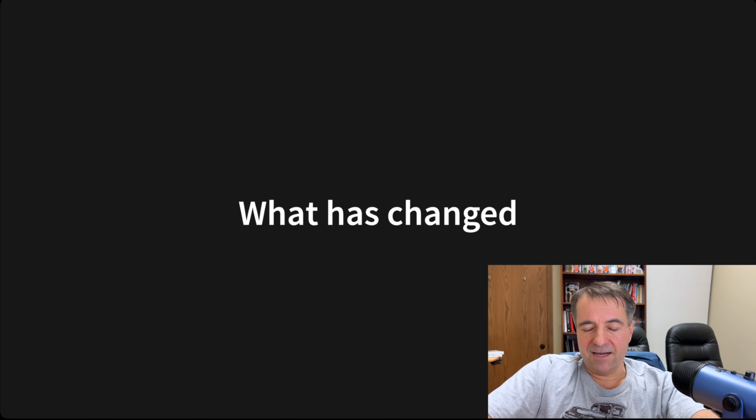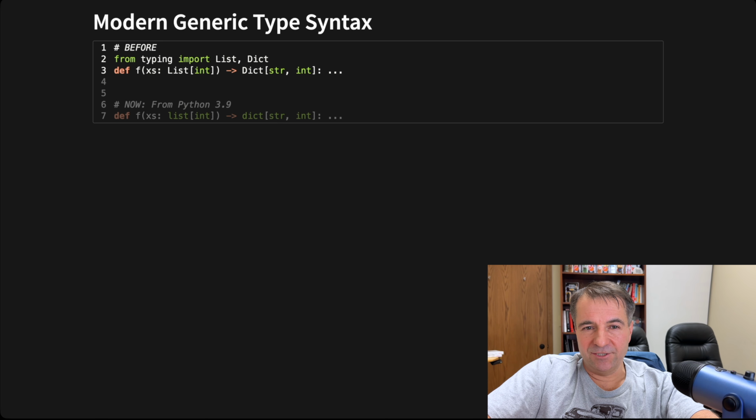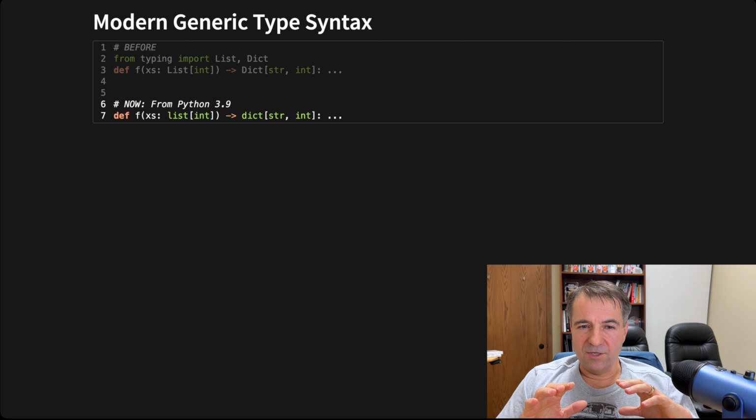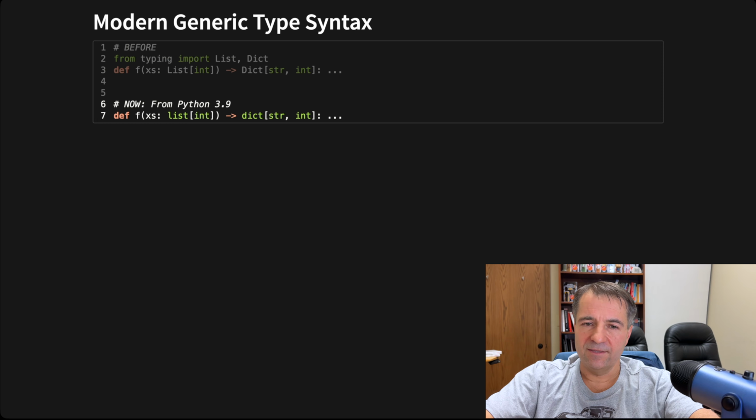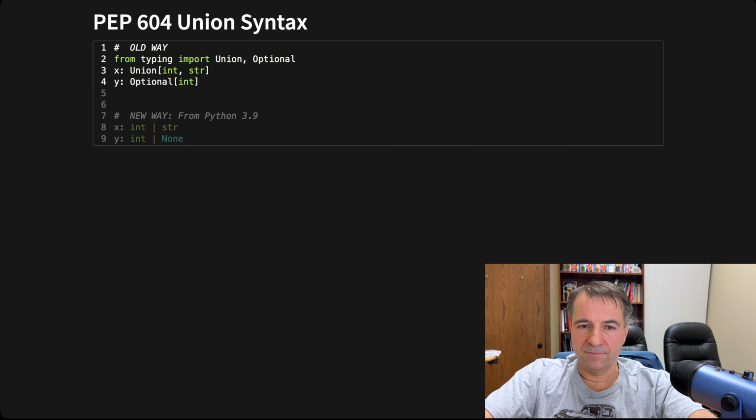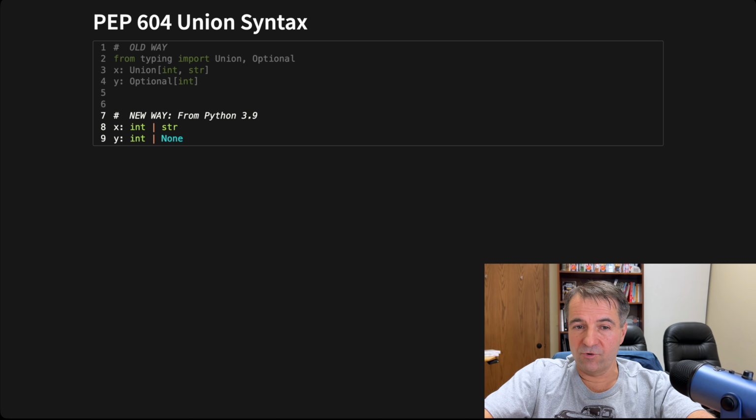And that was that. Let's run through what has changed. Modern generic types, so you no longer need to import list and dictionary from typing. You will basically just use list, dictionary, or the different types that I showed you right at the beginning. The union syntax, no longer import union or optional. Union would simply be the pipe, and optional would be when you use union and none.